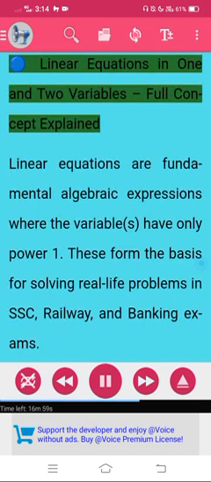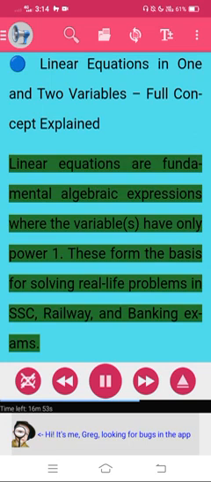Linear equations in 1 and 2 variables. Full concept explained. Linear equations are fundamental algebraic expressions where the variables have only power 1. These form the basis for solving real-life problems in SSC, railway, and banking exams.